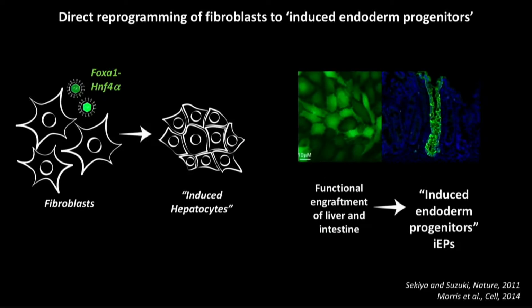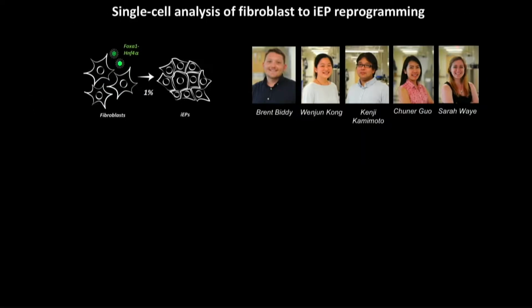The cells also proliferate indefinitely in culture. They can functionally engraft both liver and intestines. So we renamed these cells induced endoderm progenitors, or IEPs, to better reflect this progenitor-like state that we were working with. This is a really neat reprogramming system, but as I said, very, very few cells successfully reprogram.